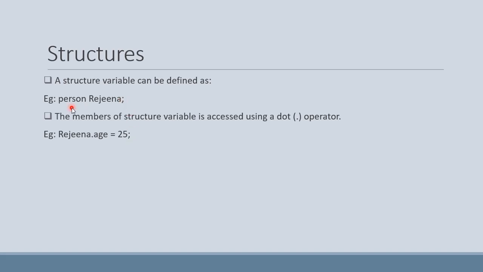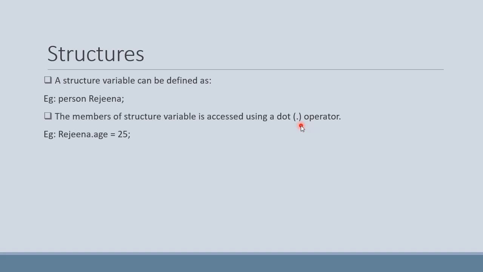Suppose I have created another structure variable person Tanuja and I am giving another command like tanuja.age is equal to 27. Then I am telling that inside my structure Tanuja, save the age of Tanuja as 27 and save the age of Regina as 25. So to access a structure variable, to give a value to it or get a value from it, we use the dot operator.